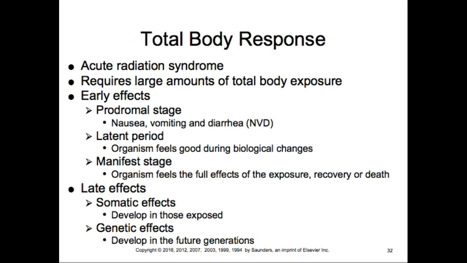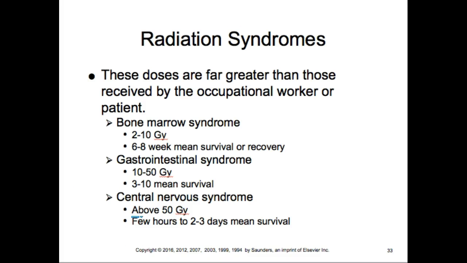You won't see it in your generation, but you'll see it in your offspring. So, radiation syndromes. These doses are far greater than those received by us as workers and by patients. There's bone marrow syndrome, which is 2 to 10 gray. So you have 6 to 8 week mean survival or recovery. So in 6 to 8 weeks, you're either going to recover or you're going to die from bone marrow syndrome.